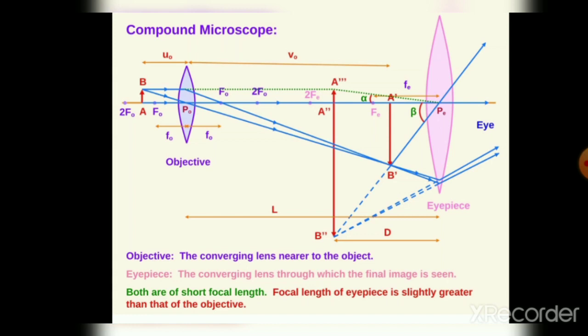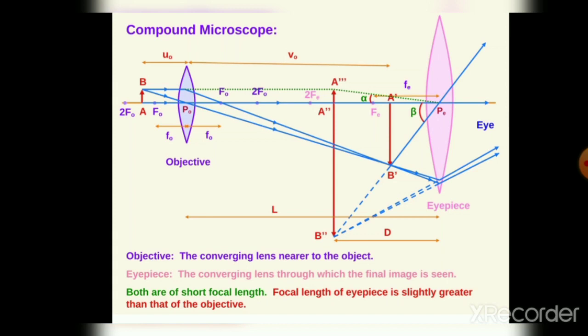Now, let us discuss the compound microscope. We have seen that the magnifying power of a simple microscope depends on D upon F. So we attempt to use a convex lens with a very small focal length. But there is a practical difficulty. When F is very small, the image is distorted. So practically F cannot be taken very small, and using a simple microscope you can get a maximum magnification of about 20x.